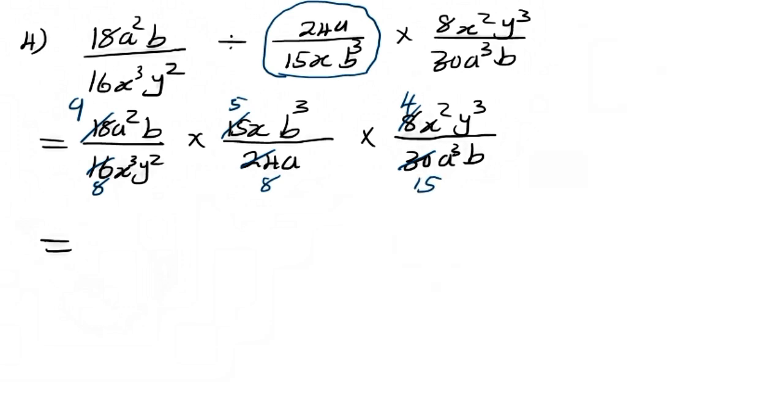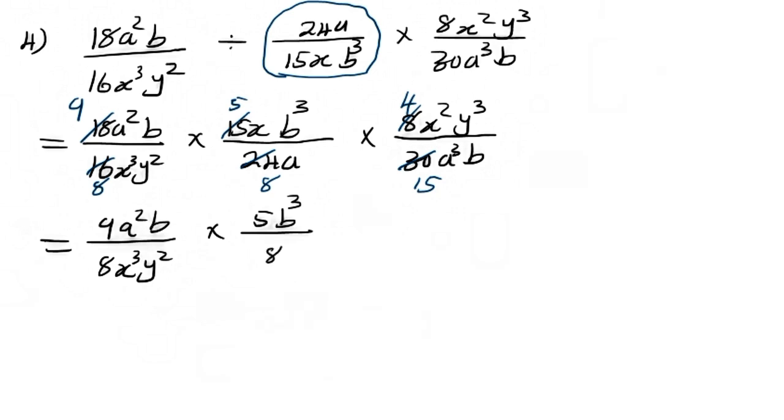Remember, we want x cubed y squared times 5 over 8a times 4x squared y cubed all over 15a cubed b.